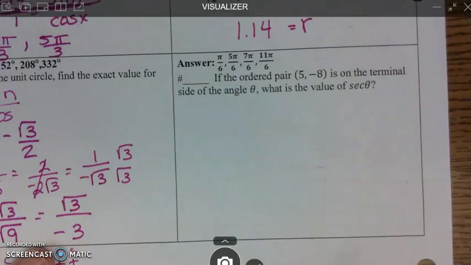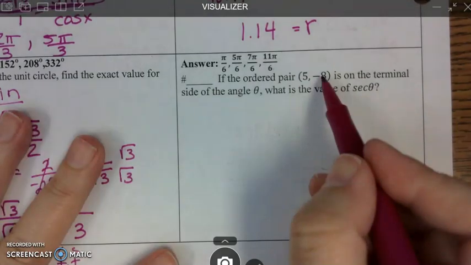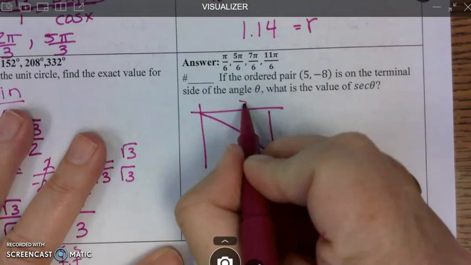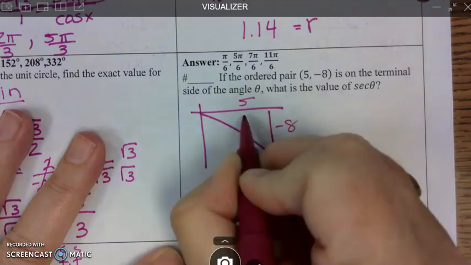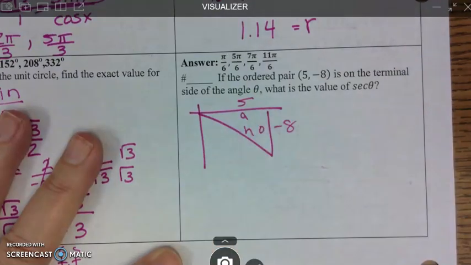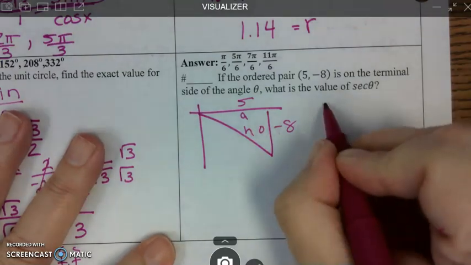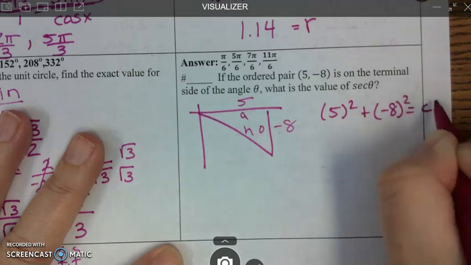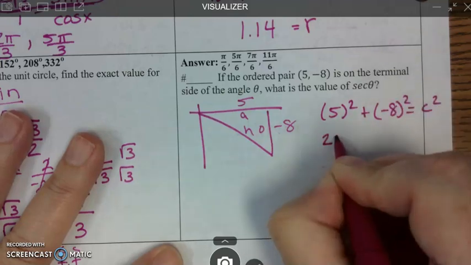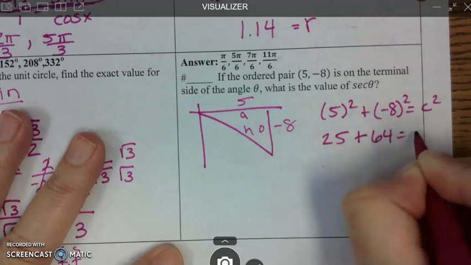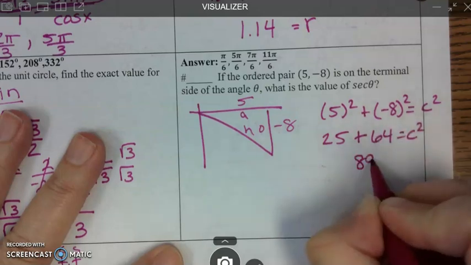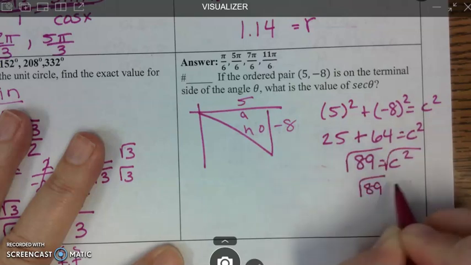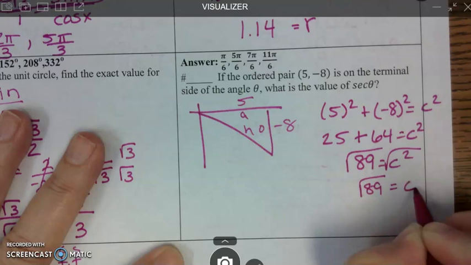Okay, and then the last one for this page. Positive, negative, that puts me in quadrant 4. So 5 and negative 8, and that's A, O, H. Label, label, label, label. So 5 squared plus negative 8 squared equals C squared. So 25 plus 64 gives us 89. And 89 is nice and prime, so we're going to leave this as the square root of 89.